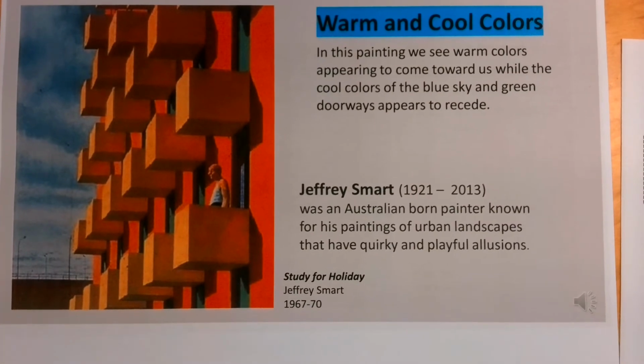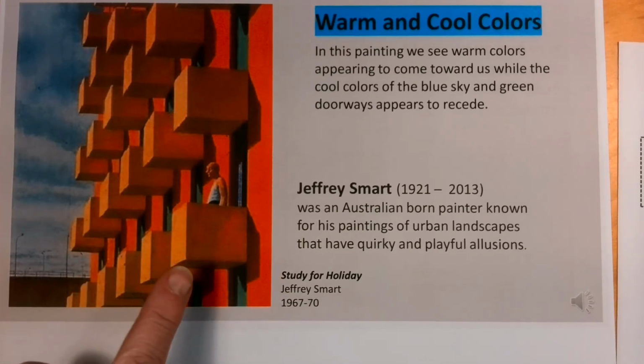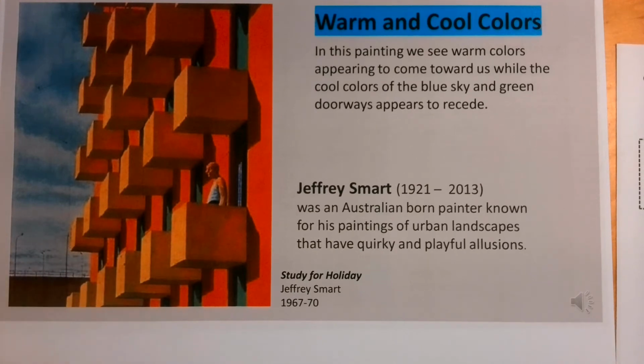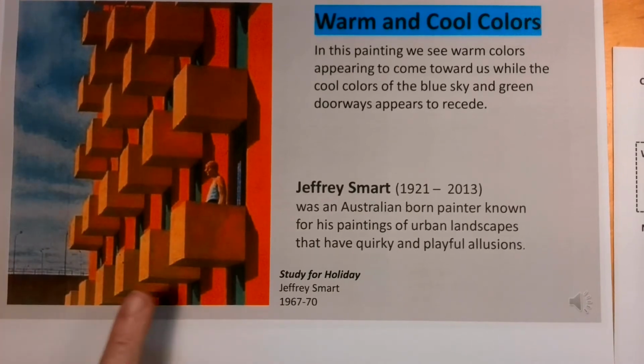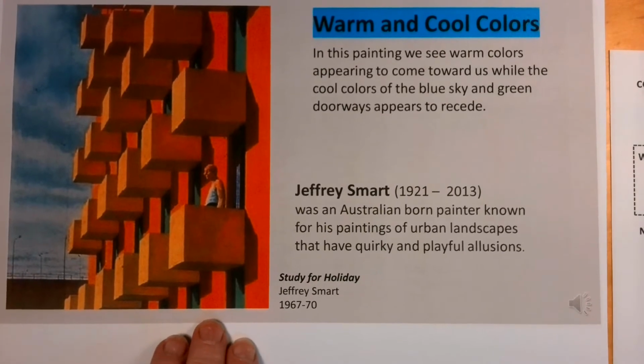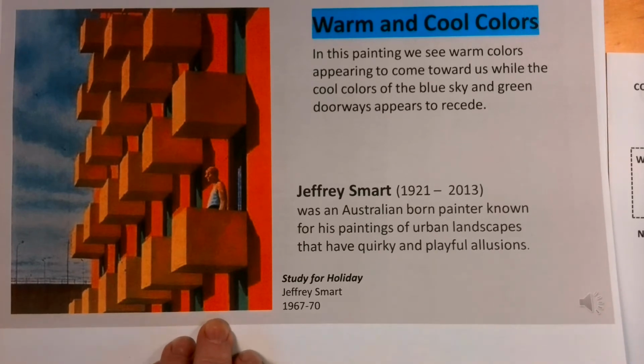So when we see warm colors and cool colors together, we're seeing the warm colors, the reds, oranges, and yellows, come toward us. The cool colors are generally receding into the background, so the greens, the violet, and the blue are receding back as these warm colors come out and pop to us. Geoffrey Smart was an Australian-born painter, known for his paintings of urban landscapes that have quirky and playful illusions. Here we're just looking really at the warm and cool colors, although I do wonder what that guy's doing on his balcony.